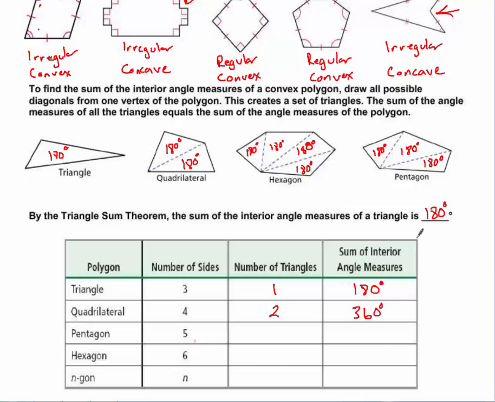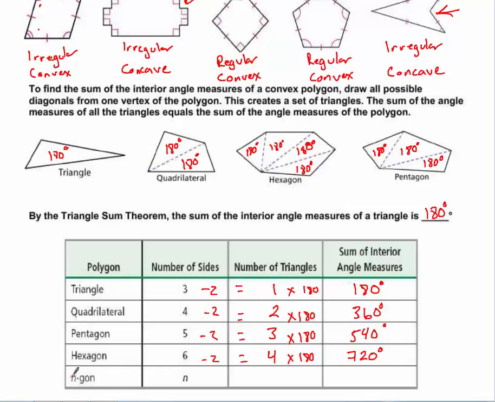And if we keep following along with that pattern, five sides over here, a pentagon, makes three triangles. 3 times 180 is 540 degrees. And then we have six sides, a hexagon right here in this picture, makes four triangles. 4 times 180 is 720 degrees. So we see this pattern that if we subtract 2 from the number of sides, that tells us the number of triangles. And then we multiply that by 180. That gives us the sum of the interior angle measures.